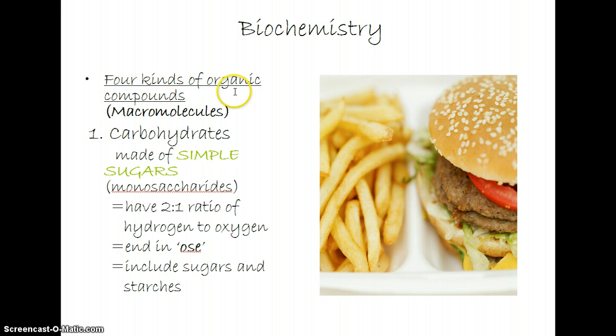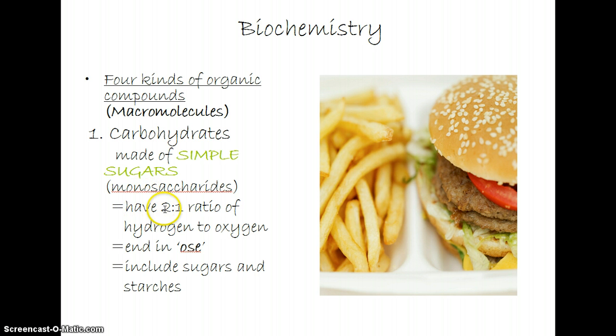There are four kinds of organic compounds, or what I like to say, macromolecules. Macro means big, large, grande. These huge molecules, these four organic compounds, the first one I want to talk about are carbohydrates. Carbohydrates are made of simple sugars. When I hear the word simple sugars, I automatically think monosaccharides. Mono means one, saccharides mean sugars. So if I'm thinking about monosaccharides, I must be thinking about glucose molecules.